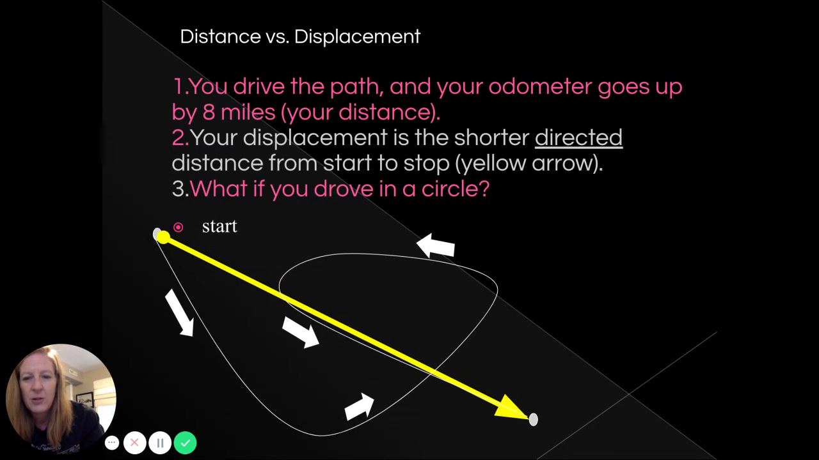What if you drove in a circle? If you just went around in a circle, your distance would continue going up. But every time you went back to that starting point, your displacement would go to 0.